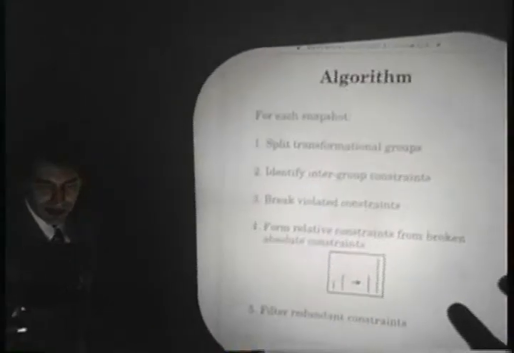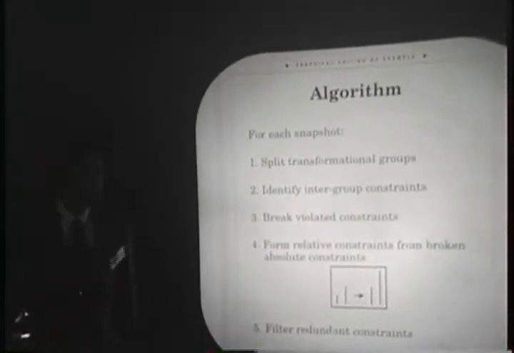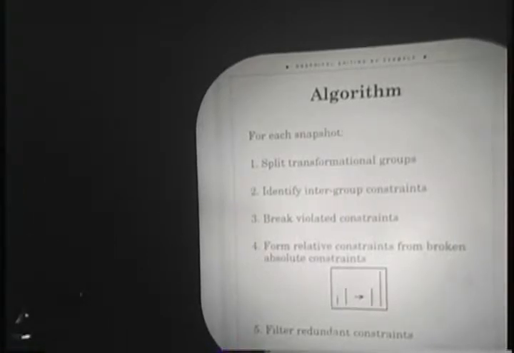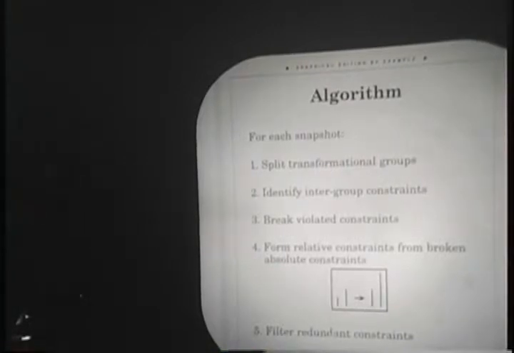So the algorithm works as follows. For each snapshot, we split existing transformational groups into new transformational groups if the subset of their vertices has been transformed independently. In the next step, we find intergroup constraints between a newly split off transformational group and its parent transformational group. In the third step, we examine all of the previously instantiated constraints to find out if any of them have been violated. If some have been violated, we don't throw them away, but we save them to be used in step 4.